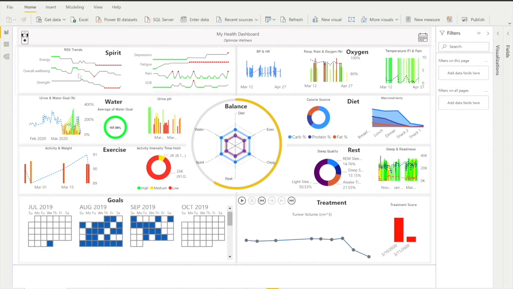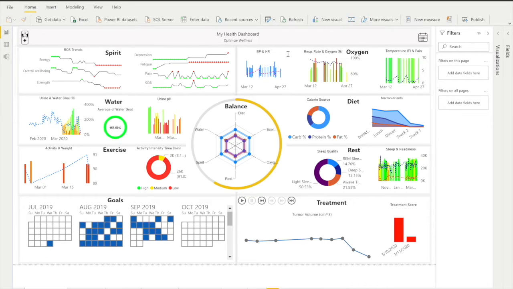Each of these squares represent a different area of health. The spirit category of health is meant to encompass the psychological and social determinants of health. I'm currently using it to monitor the review of systems trends, but it can also be used for heart rate variability, cortisol levels, things like that.